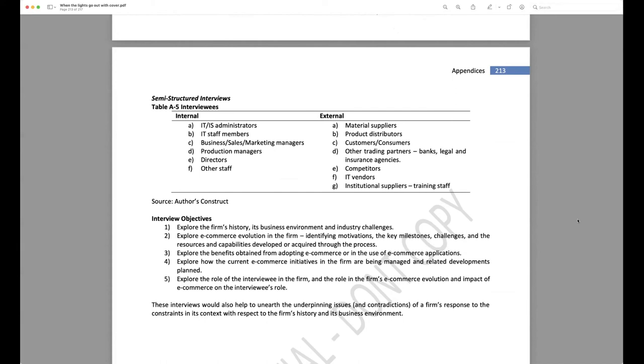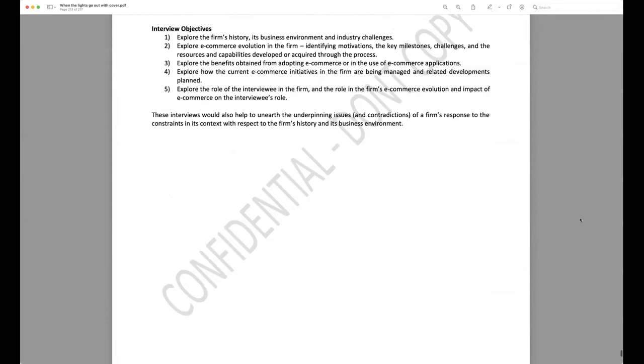Sometimes you can have different questions for different administrators, or some of the questions and the level of that sort of questions may be better suited for another person. So to explore the role of the interview in the firm and the role of the e-commerce evolution, the impact of e-commerce on the interviews role.